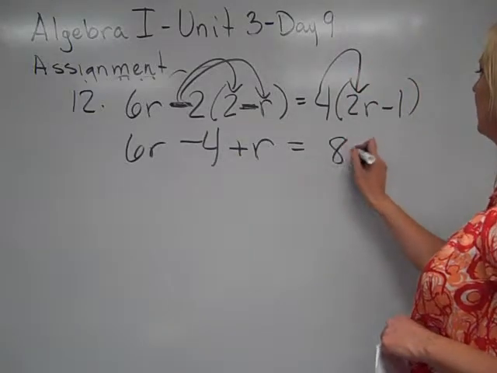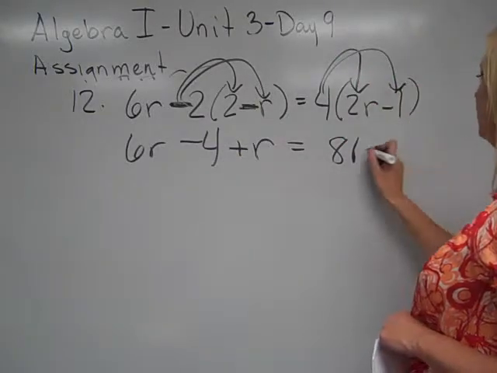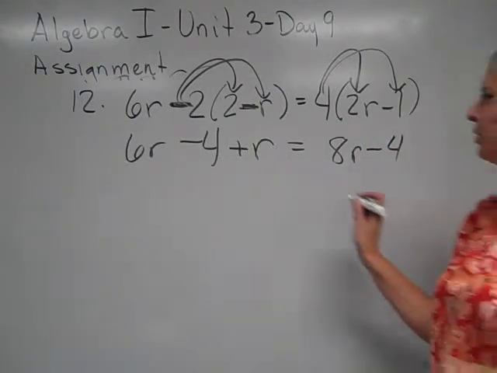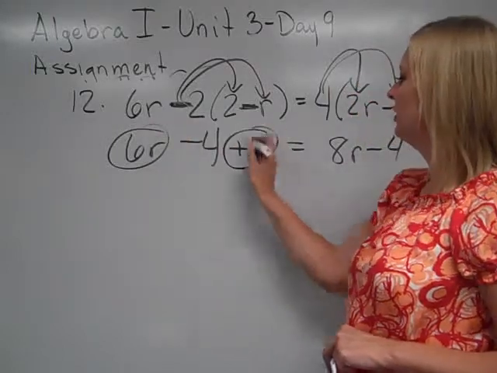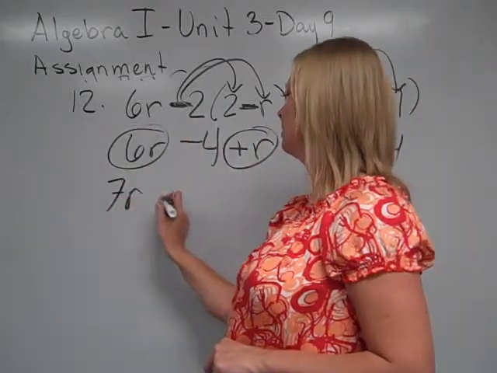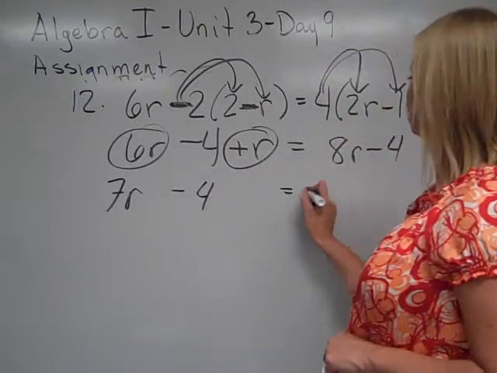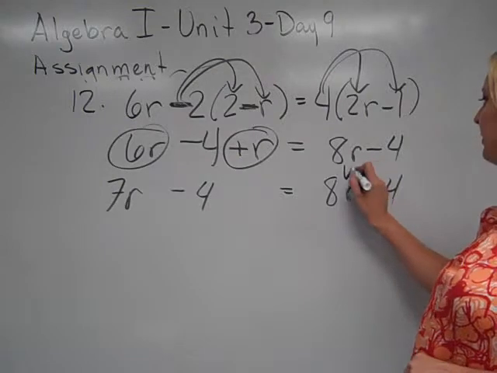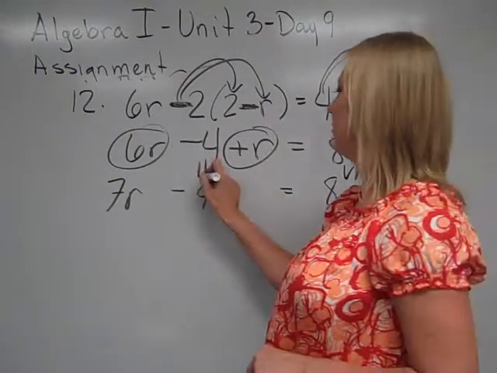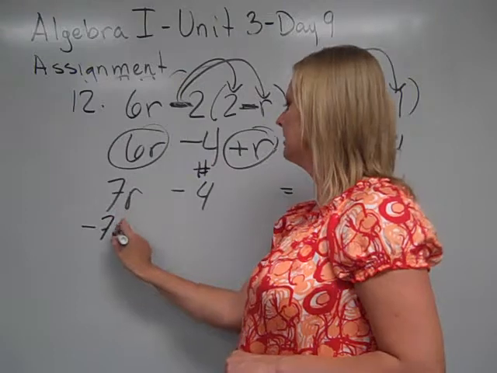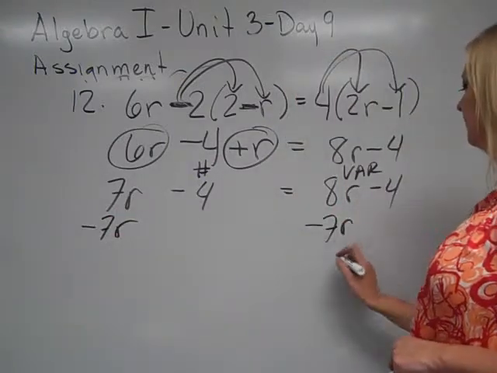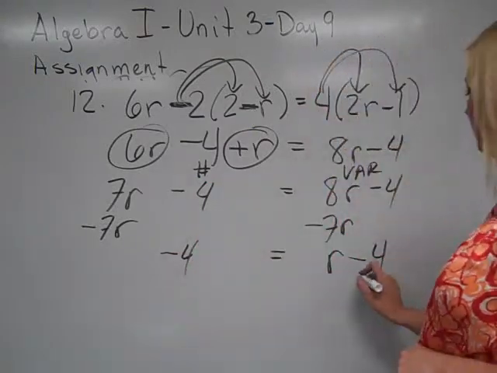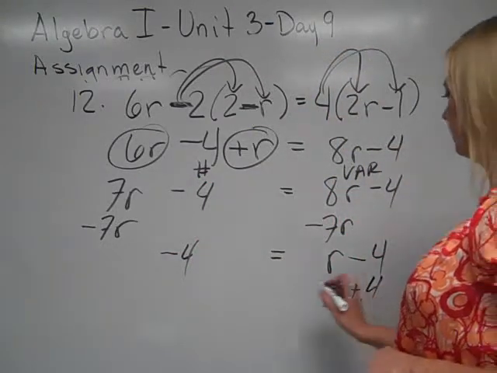4 times 2 is 8r. 4 times negative 1 is minus 4. Let's combine like terms. I have 6 r's here and 1 r here for a total of 7 r's. Let's put all of our variables here and all of our numbers here. Let's subtract 7r from both sides. So I have 1r. The opposite of minus 4 is plus 4.